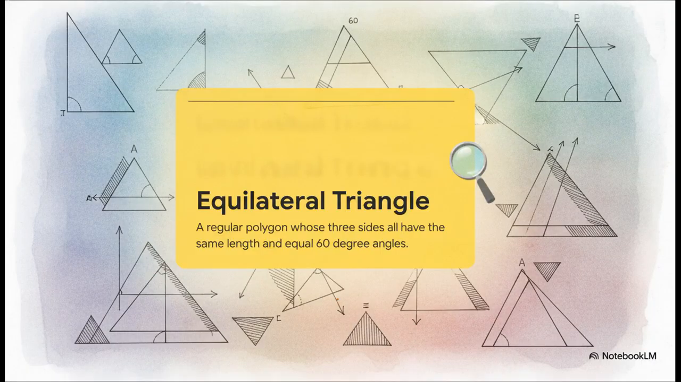Okay, starting with the absolute basics here. By definition, an equilateral triangle is a regular polygon. It's got 3 equal sides and 3 equal 60-degree interior angles. But what's actually remarkable about this, what makes it special, is that it is the only polygon where its entire structure is completely locked in by knowing just a single side length. Literally, if you know one side, you know the whole shebang.